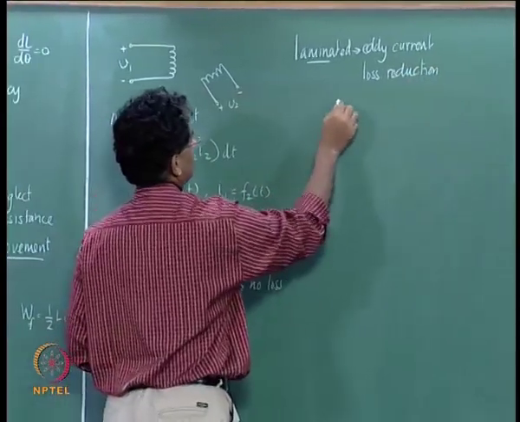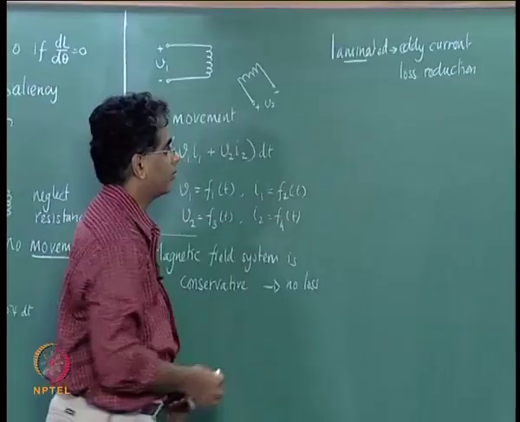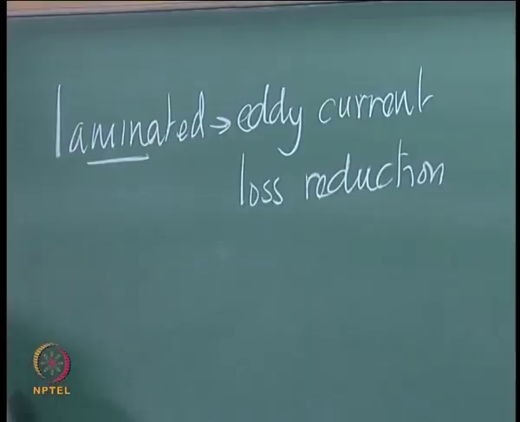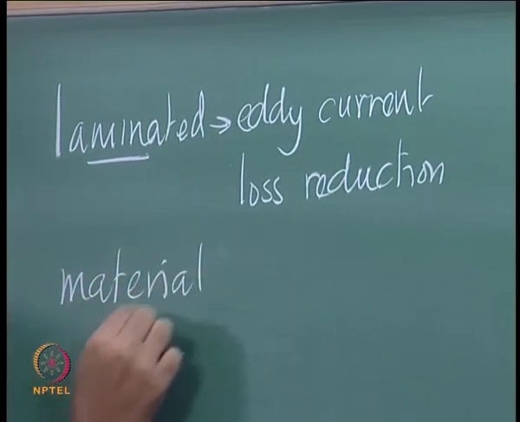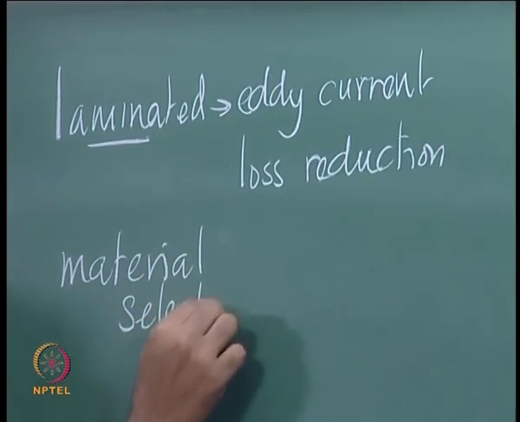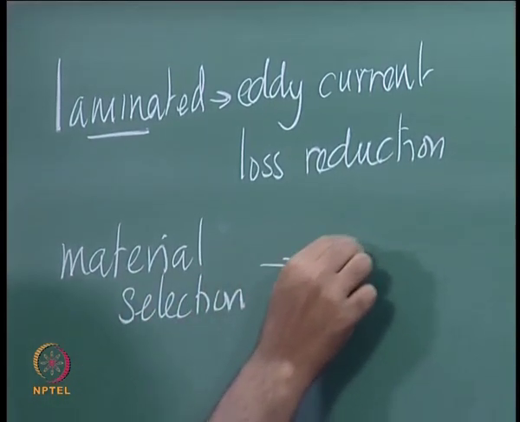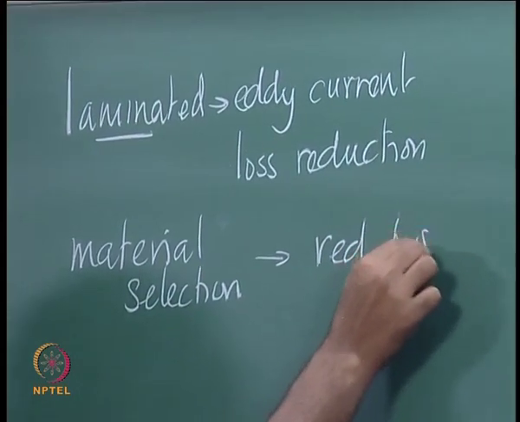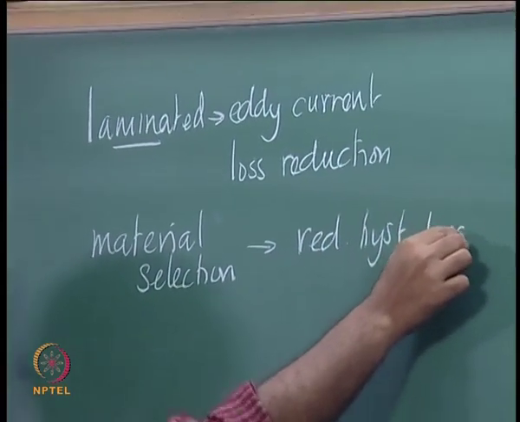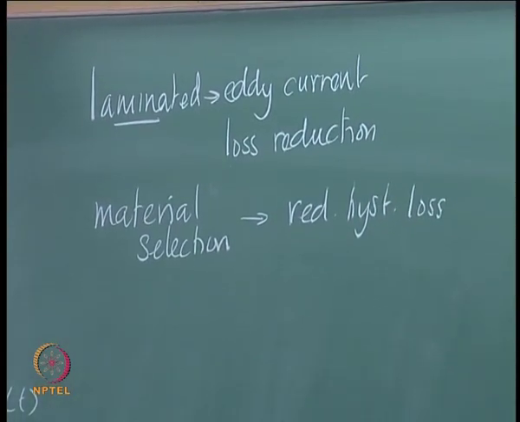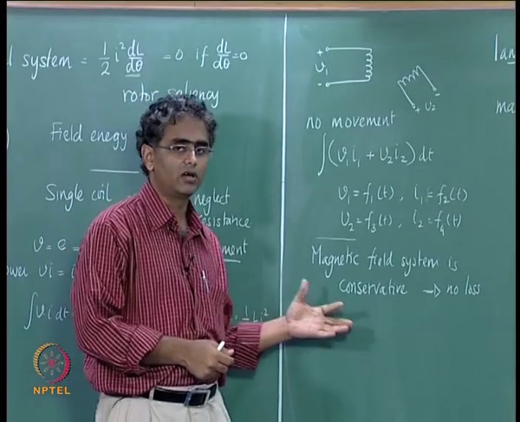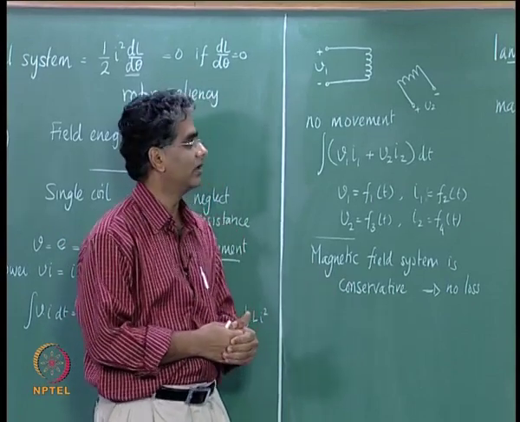Hysteresis loss is again avoided by having appropriate alloys of iron. The material selection is appropriately done to reduce hysteresis loss. You can't eliminate it altogether, but definitely you can reduce the losses, and because of that you can do the analysis by neglecting the loss that occurs in the iron.